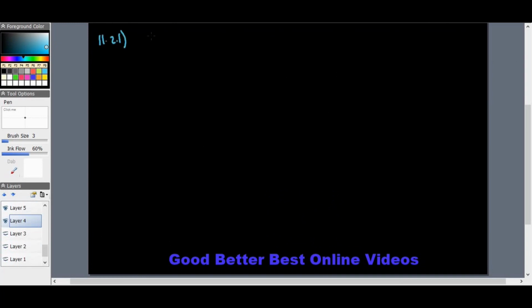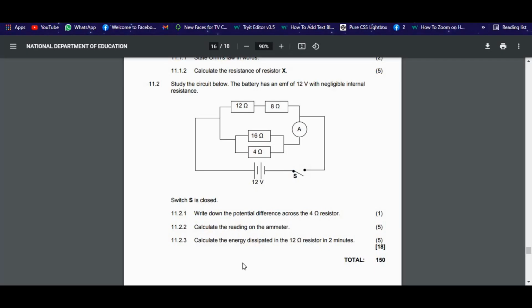11.2.1, it'll just be 12 volts, because as you can see, the battery across it looks exactly as if a voltmeter was opposite it. It's the same thing. Literally, the voltmeter would have read 12 volts. The battery is 12 opposite the 4 ohm resistor in a parallel branch. They are the same value. In a parallel branch, the voltage across each resistor will be the same. In this case, it will all be 12.